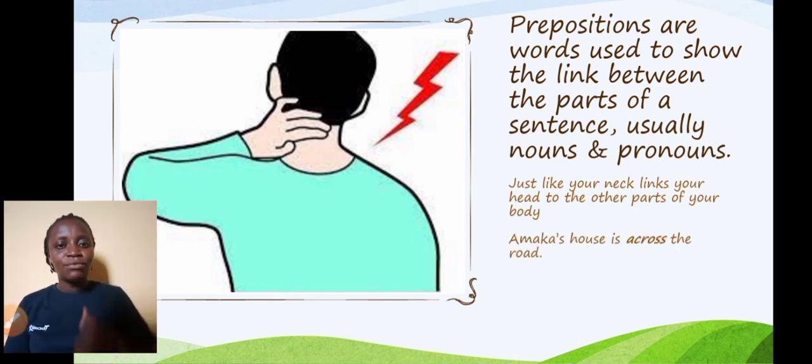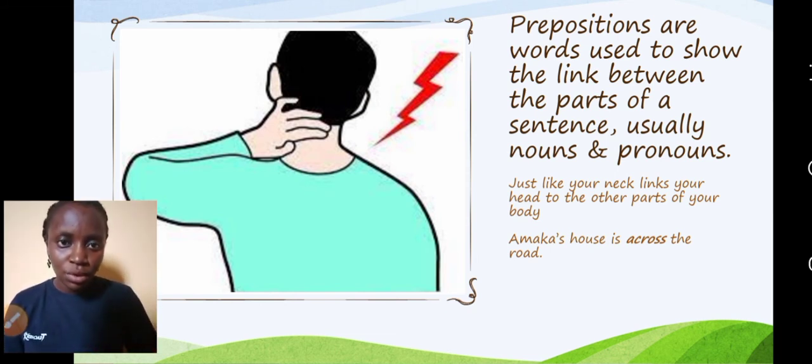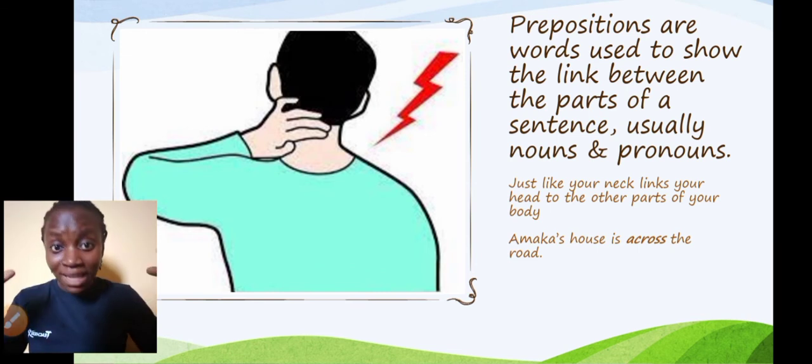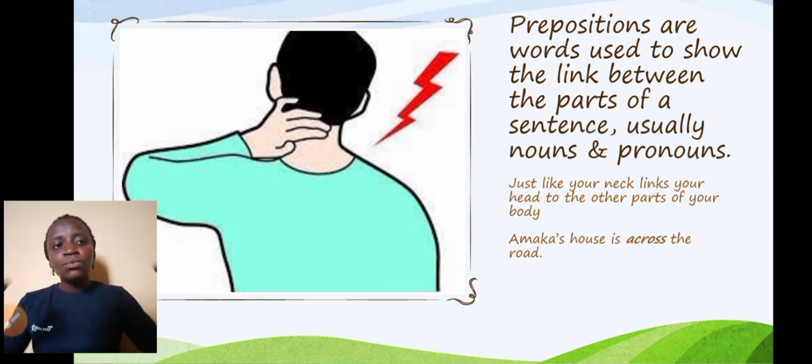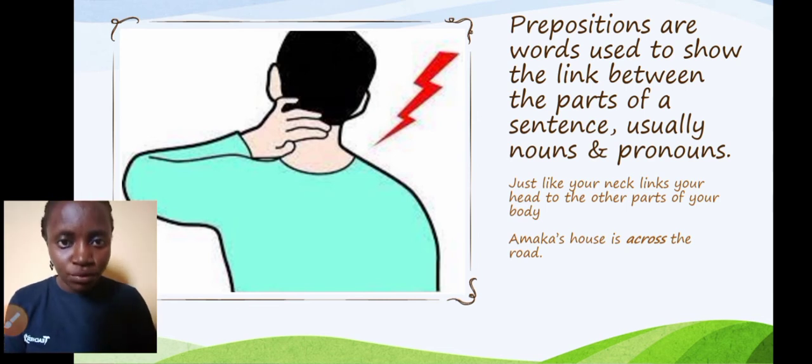prepositions. For instance, if I say Amaka's house is across the road, the noun, the subject of the sentence there is Amaka's house, while the object of the sentence is the road, which are both nouns. Now, the word across is serving as the preposition showing the link between Amaka's house and the road.